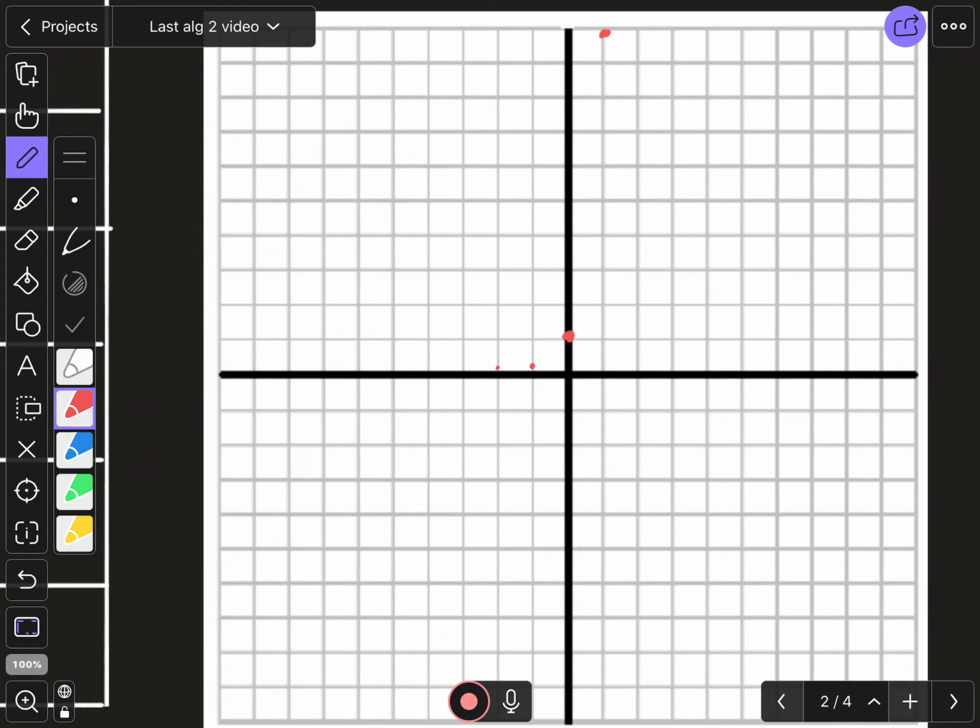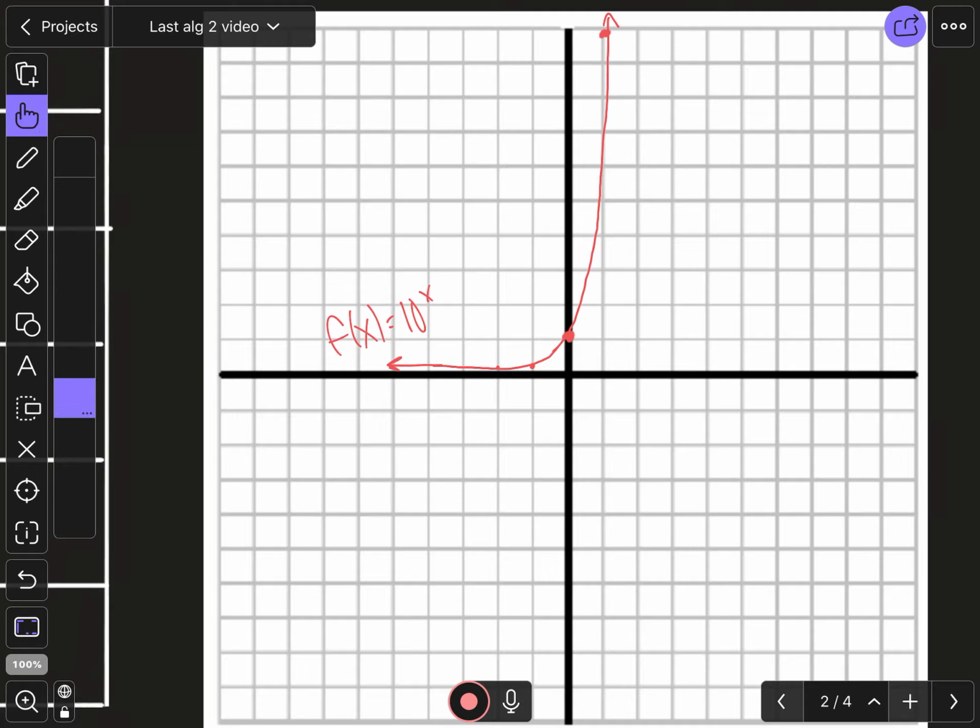And so the curve of this graph does this. And we've graphed exponential functions before. And so that graph is f of x equals 10 to the x. Easy to graph.